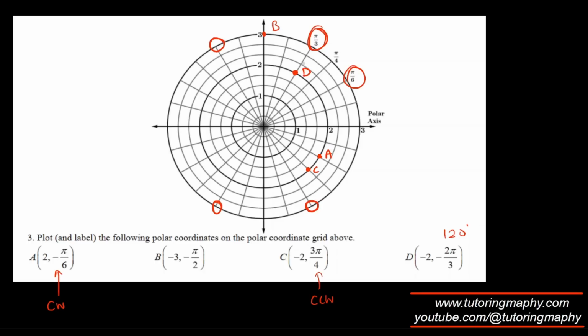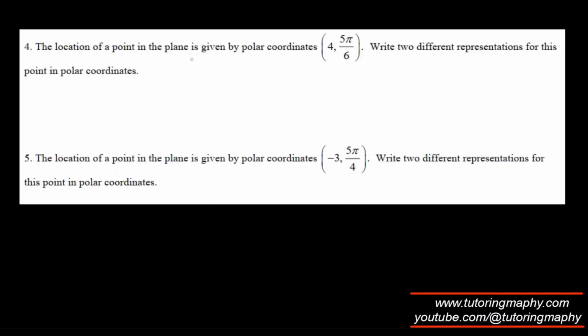All right. The location of a point in the plane is given by this, right? Two different representations for this point in the polar coordinate. Okay, let me brief the theory about this. If r comma theta is a point and I'm looking for three other equivalent representations, what I usually do is there is one other representation that I can write with the same r, assuming that r is positive.